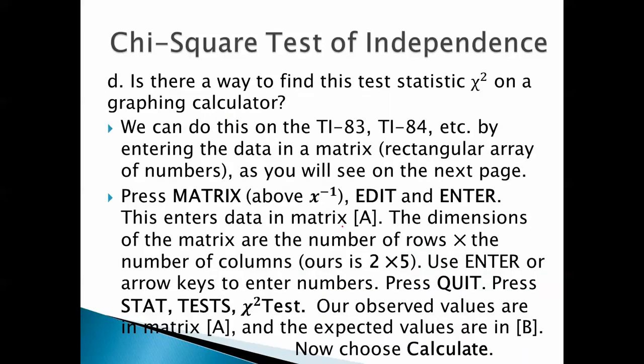Use enter or arrow keys to enter numbers, press quit, press stat, tests, chi-square test. Our observed values are in matrix A, and the expected values will automatically be in matrix B. That is very cool. And then you choose calculate. So let me show you how we do this.